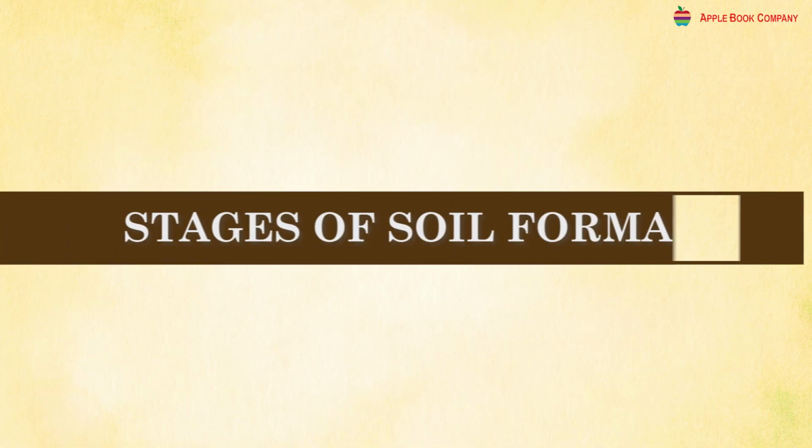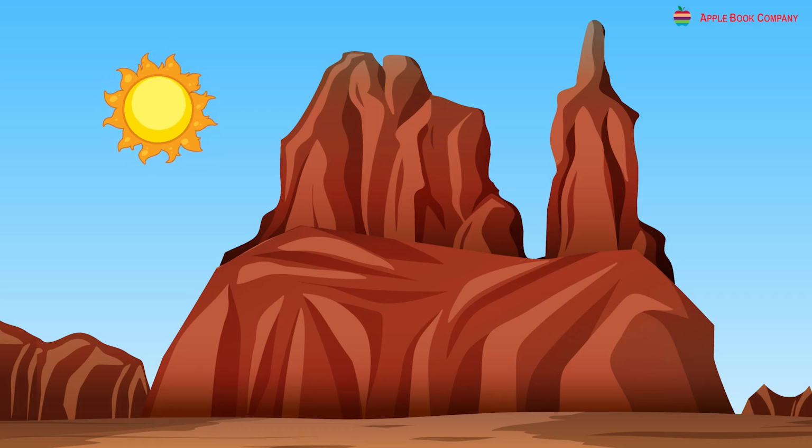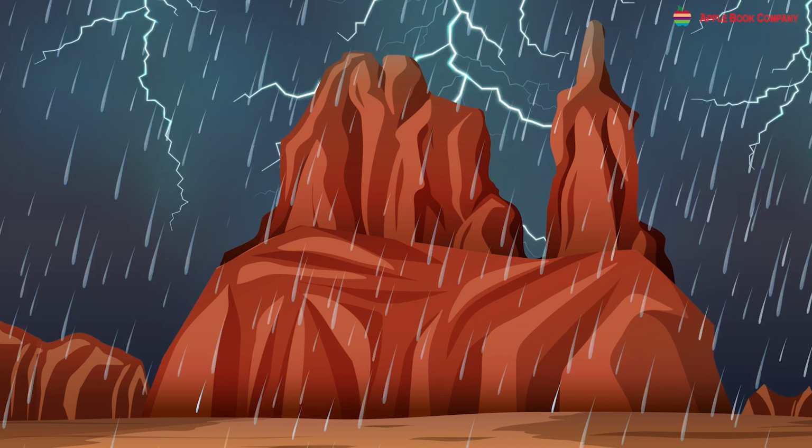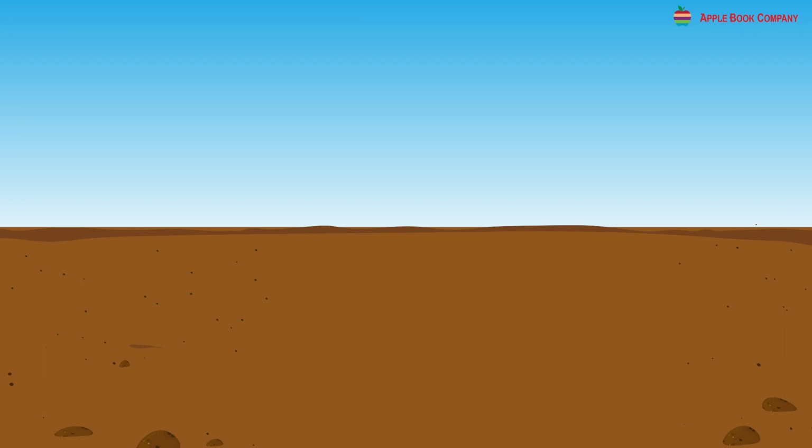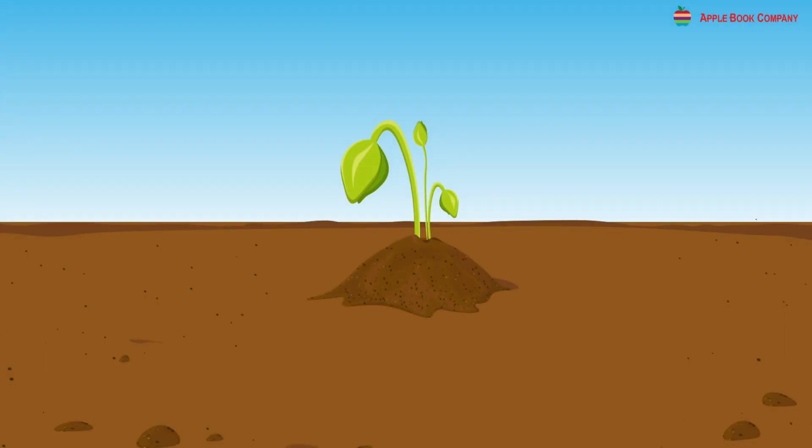The different stages of soil formation. First, the sun heats the rocks. The rain cools those rocks. Then there is continuous heating, cooling, and wind breaks rocks into small pieces. Small rocks become fine soil where plants live and grow.